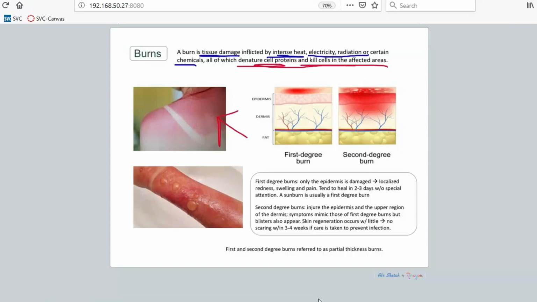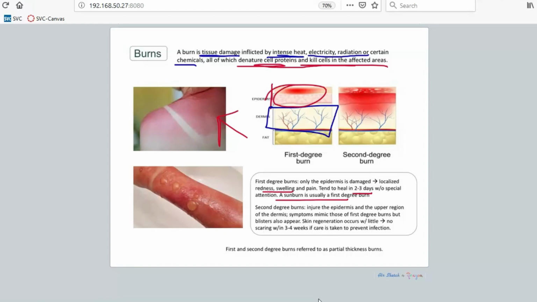This is a first degree burn here. And in first degree burns, only the epidermis is damaged. So here's the epidermis, here's the underlying dermis, and in a first degree burn, only this epidermis is damaged. And it can lead to redness, swelling, but it usually heals in 2 to 3 days without special attention. So a sunburn is usually a first degree burn.